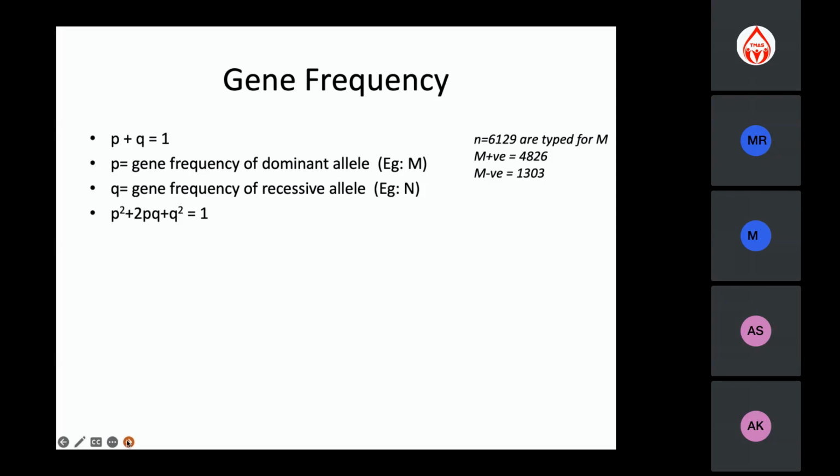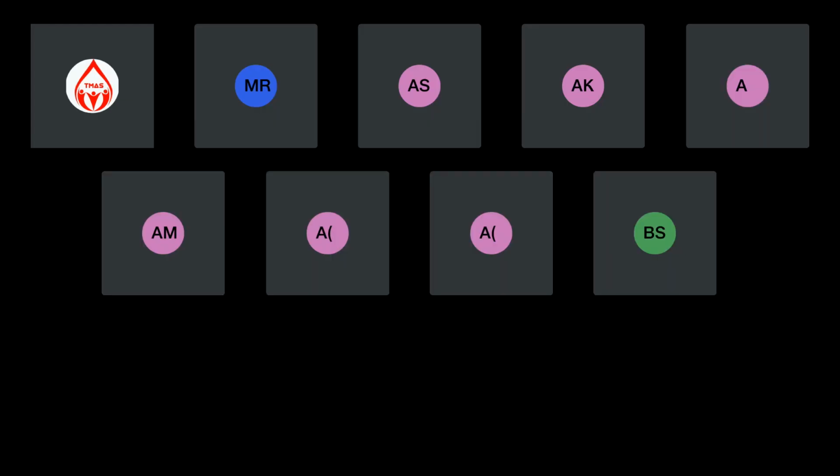Using this formula, we know that the number of people who are M positive is 4826 individuals. So P square plus 2PQ are the people who have M antigen positive. So they are 4826 people divided by the total number of individuals, that is 6129. It comes around 78.4%. With this, we can identify Q square as 1 minus P square, like the rest of the individuals, that is 1303 divided by 6129, that is 21% or 0.21.